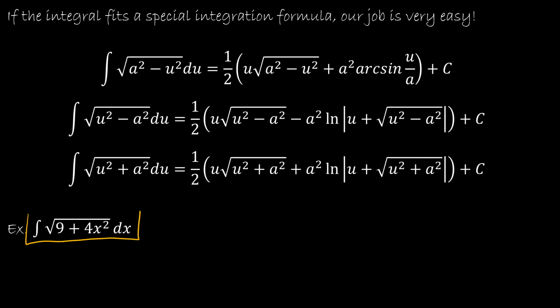I can see that this is the integral of the square root of 9 plus 4x squared dx, and so obviously I'm going to use this third special integration formula. And it doesn't matter that my a and my u are switched around. A squared is 9, so a is 3. U squared is 4x squared, so u is 2x. And then du is the derivative of 2x, which is 2 dx.